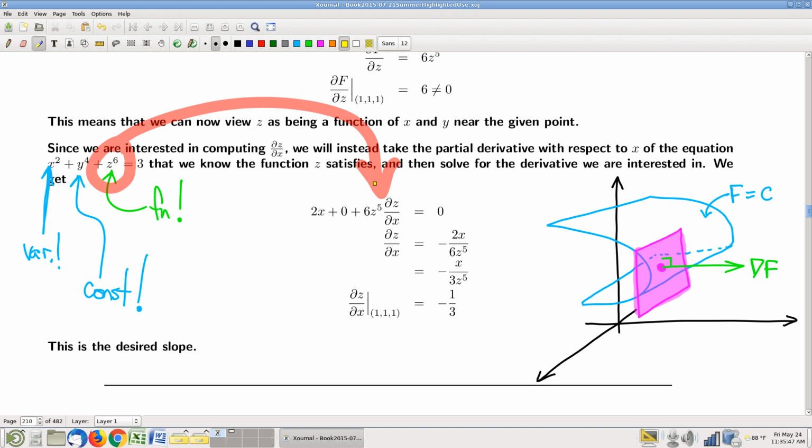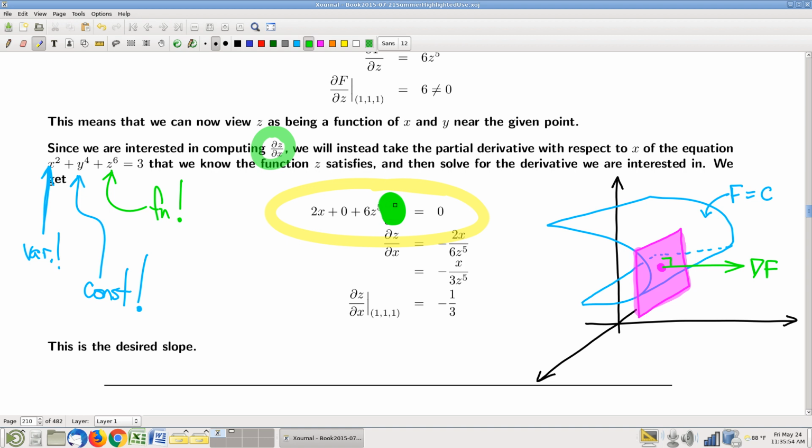Okay, so now having done this derivative, notice that we have an equation in which the thing that we're interested in has showed up. Solve for it. Everybody wins. No problem. Okay. All right.